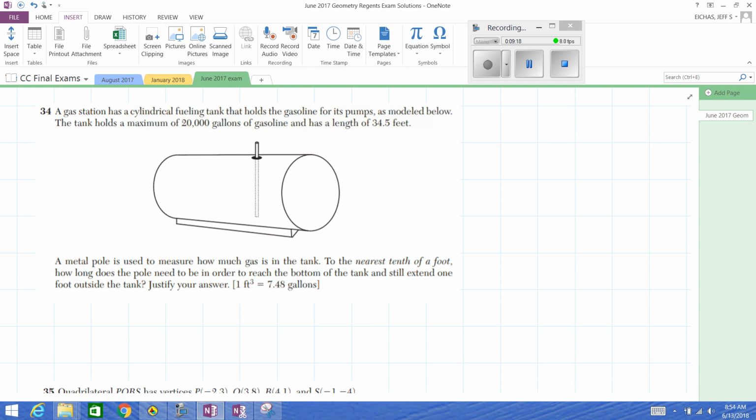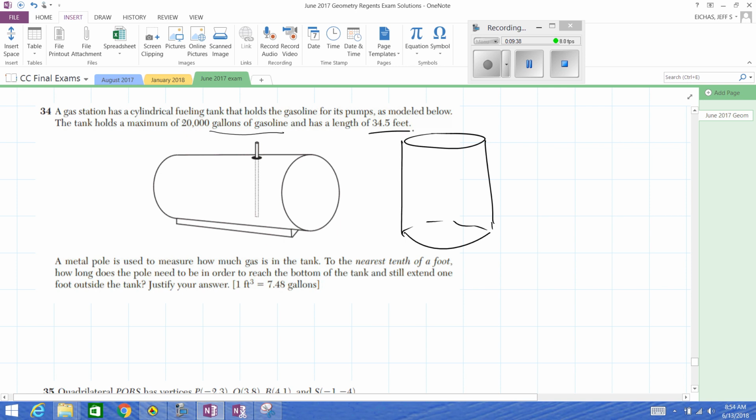All right, so for number 34, let's see. We have a cylinder shape. Now it's laying on its side, okay? But we're going to use the same formula as if it were standing up, okay? So let's see. Gallons is volume, like the 34.5 feet. There's probably going to be some conversion, yeah. So it looks like it right there. Conversion is going to be necessary.